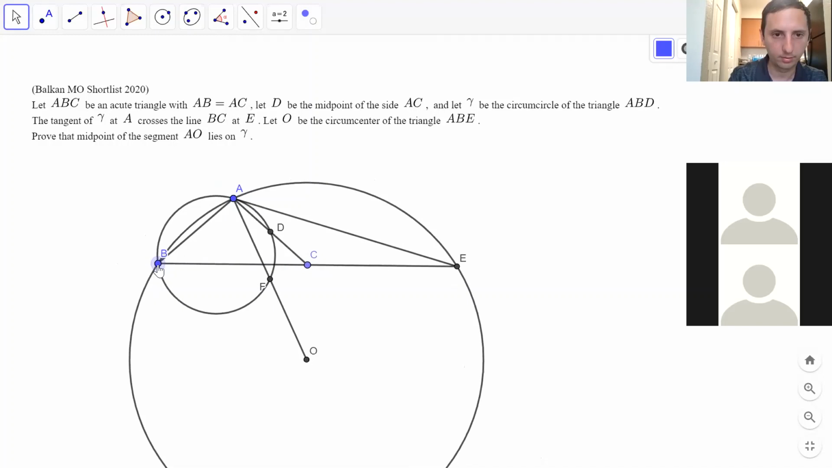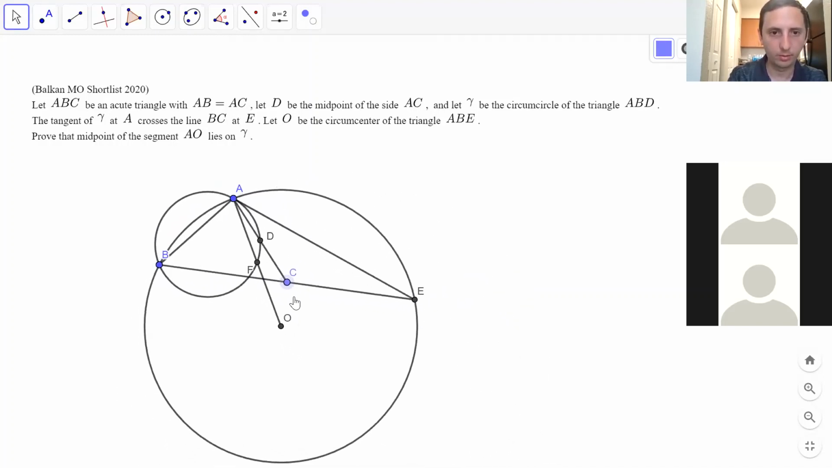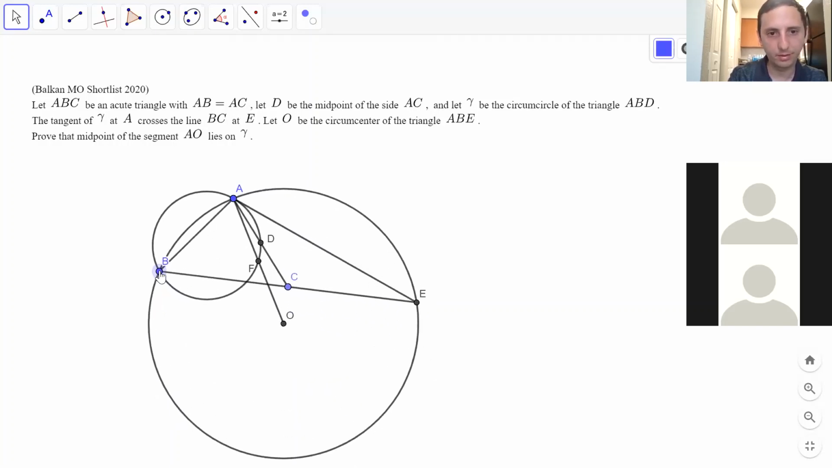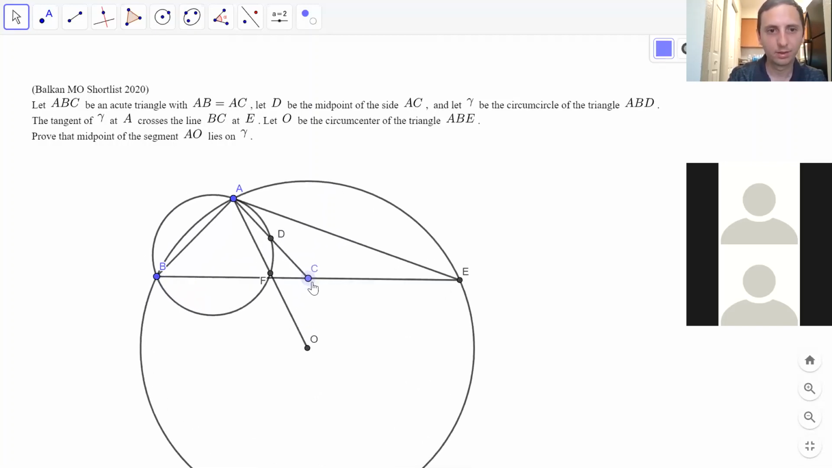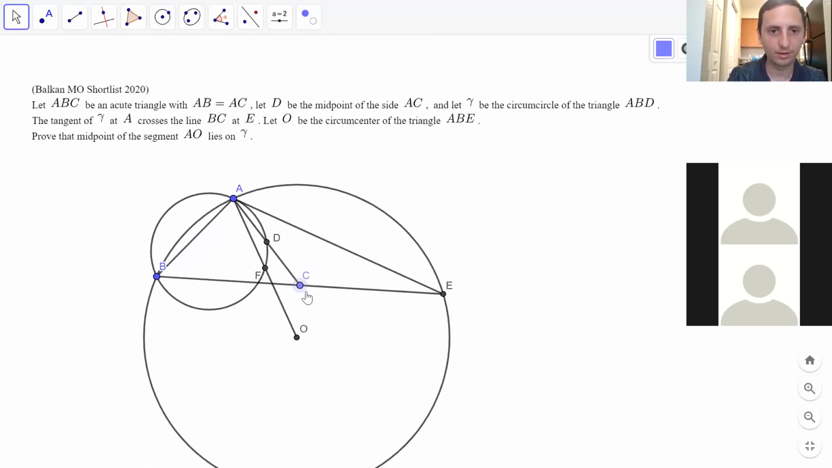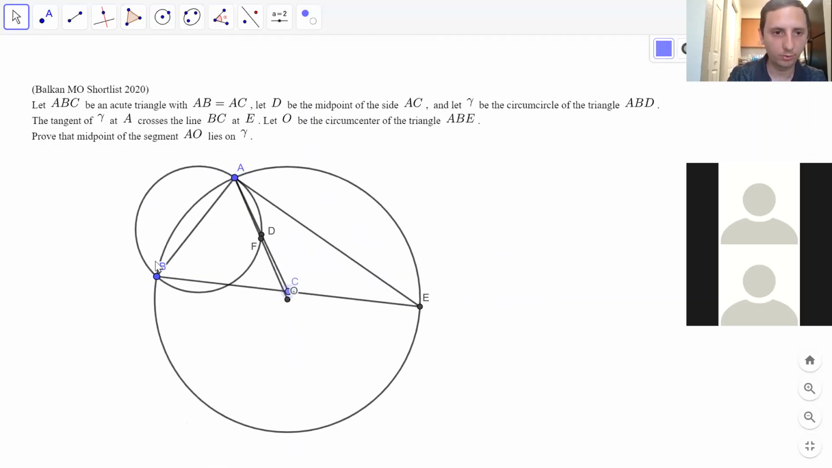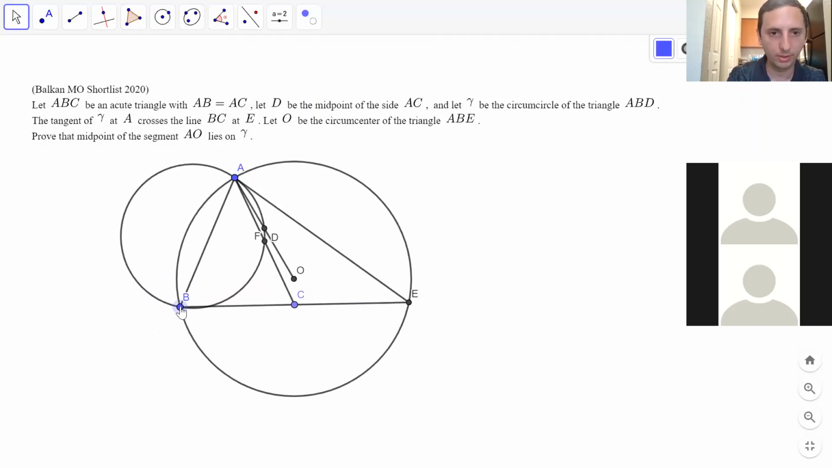Just trying to draw the best picture. I don't want to make it look like C is the midpoint, but maybe it is. Is C the midpoint of BE? Starting to look like it. Yeah, I think C is the midpoint of BE. Let me draw a taller triangle and see if that's still true. Yeah, C's got to be the midpoint of BE. Let's see why that's true.